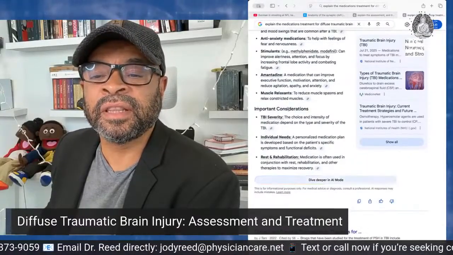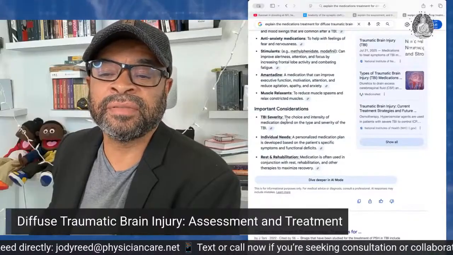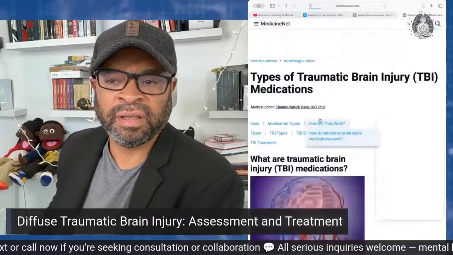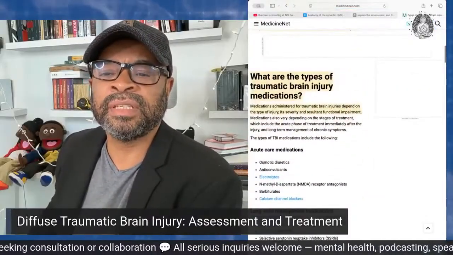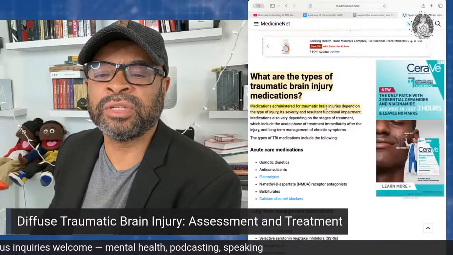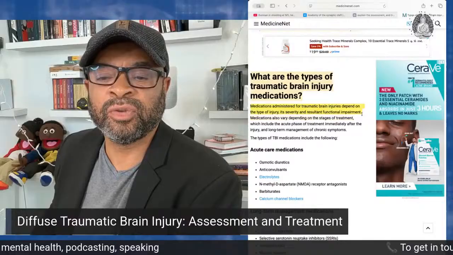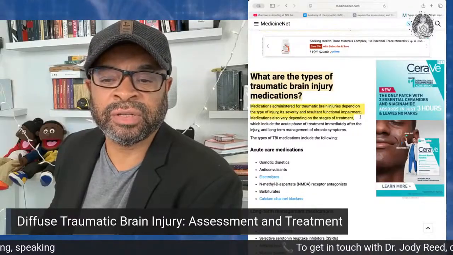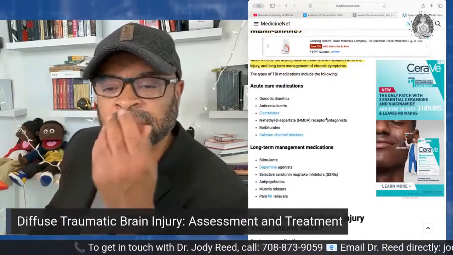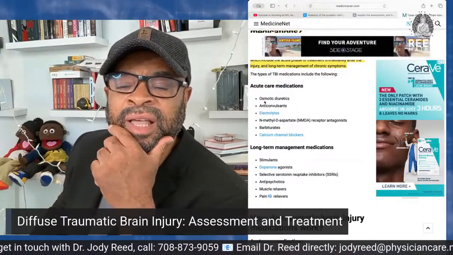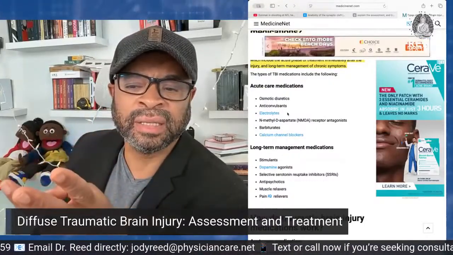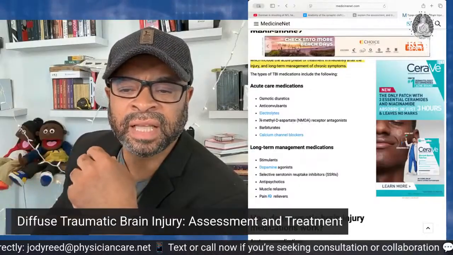Okay. Let me look here. The choice and intensity of medication depends on the type and severity. Let me look and see if they have anything on the severity of TBIs. What type of TBIs are medications for? Medications administered for traumatic brain injury depend upon the type of injury, its severity and resulting functional impairment. Medications also vary on the stage of treatment, which includes the acute phase immediately after the injury and long-term management of complications or chronic symptoms. Okay, so same thing. Osmotic agents decrease the intracranial pressure, anticonvulsants. Make sure their electrolytes are balanced. Now, look at this.